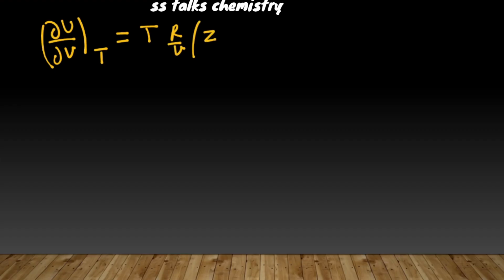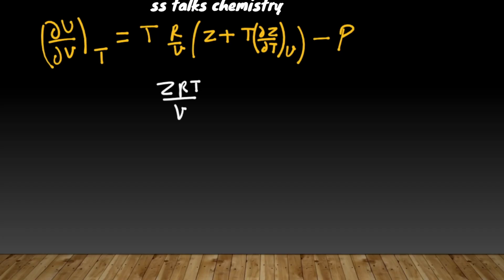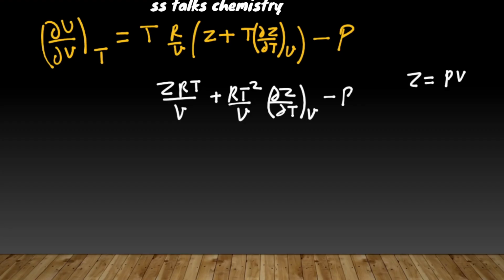Substitute this in the given expression. So del U by del V at constant temperature will be temperature into R by V, this value that we have got, Z plus T into del Z by del T at constant volume, minus the pressure. This thing we will be getting. Open the brackets now. So it becomes ZRT upon V plus RT squared upon V into del Z by del T at constant volume minus the pressure. So now this expression was there, that Z is equal to PV upon RT.